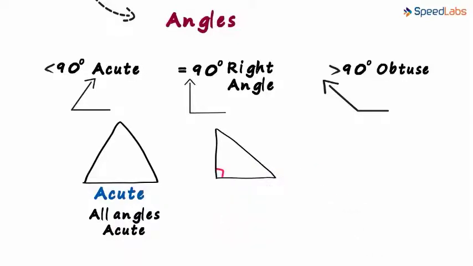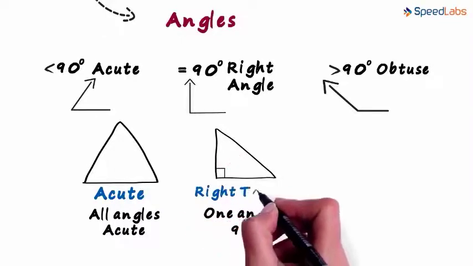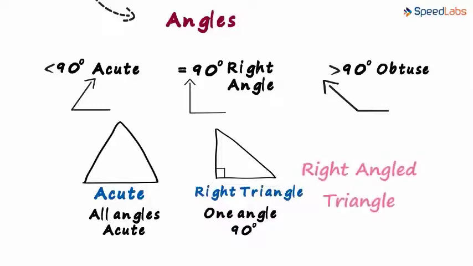Now look at this triangle. This angle here is a right angle. If one angle in a triangle is a right angle, then it's called a right triangle. It's also referred to as a right-angled triangle. Remember, just one angle has to be a right angle for the triangle to be a right triangle.